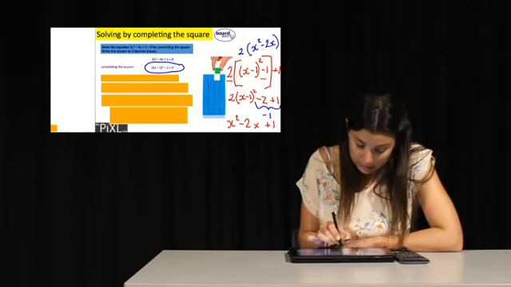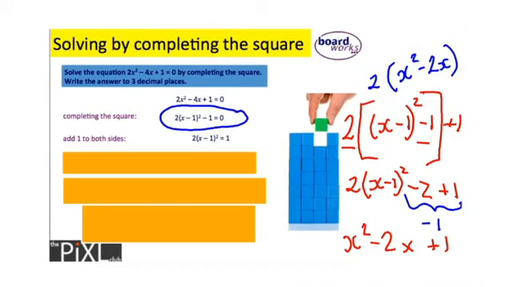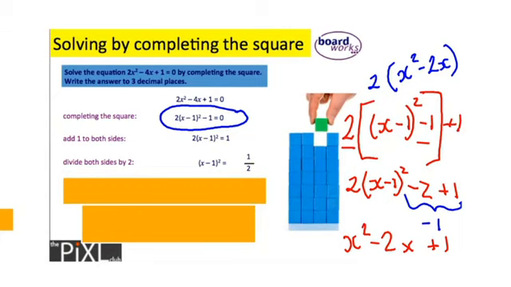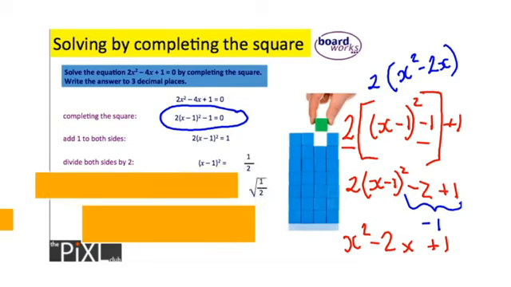So let's have a look at the next step. We add 1 to both sides. So we then have on our left-hand side 2, open the bracket, x minus 1 squared equals 1. Our next step, divide both sides by 2. That removes the 2 in front of our bracket here, because it really says 2 multiplied by the bracket. So we divide, the inverse operation, we have a half. We then have x minus 1 squared equals a half.